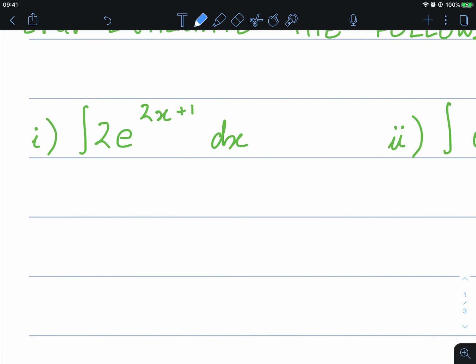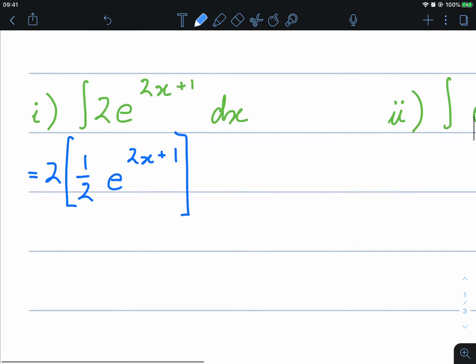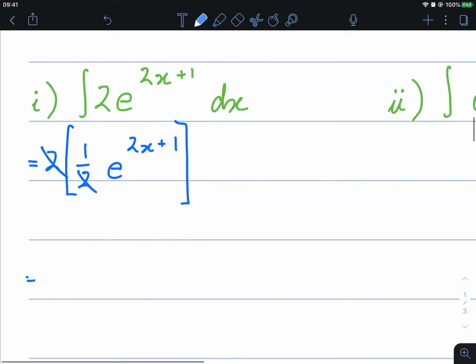So for this, we always just take the function that we see, e to the power of 2x plus 1. This coefficient is going to just multiply our result. Now we're going to have to divide by the coefficient of x because this is a linear expression, so it's going to be 1/2. The 2 and 1/2 will cancel, leaving us with e to the 2x plus 1 plus c.